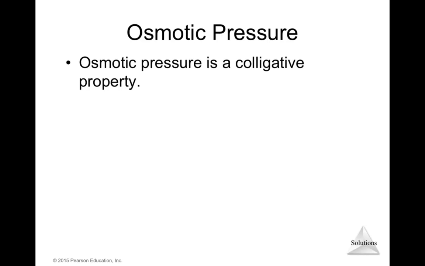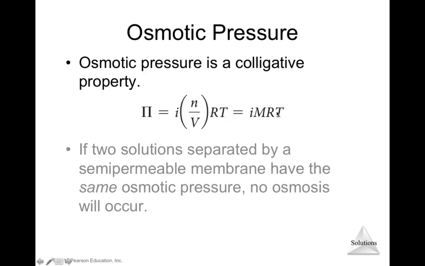The osmotic pressure is a colligative property, so it depends on the amount of solid that we have. Osmotic pressure is equal to i, the Van't Hoff factor, times n over V, which is moles over volume, and moles over volume is molarity. So the osmotic pressure equals the Van't Hoff factor times the molarity times R, the constant, times the temperature. If two solutions separated by a semipermeable membrane have the same osmotic pressure, there is no osmosis between those solutions.